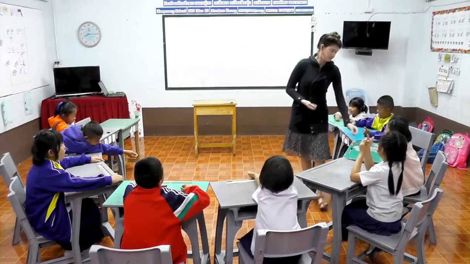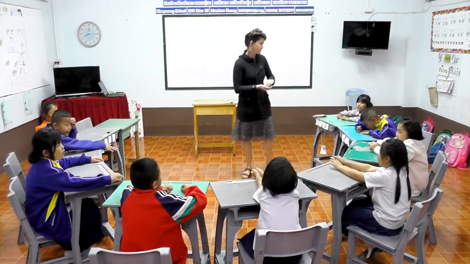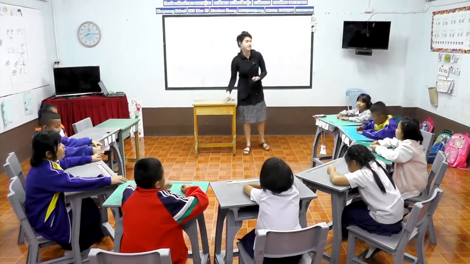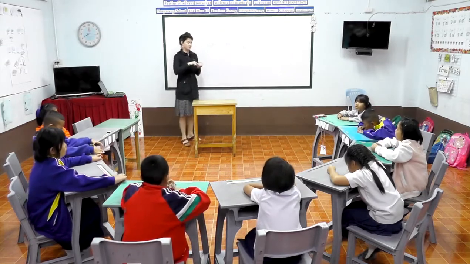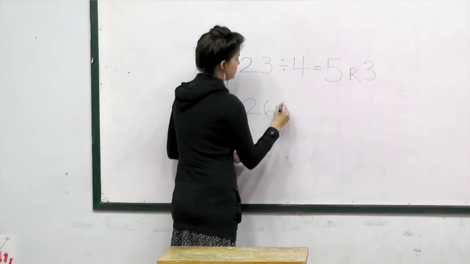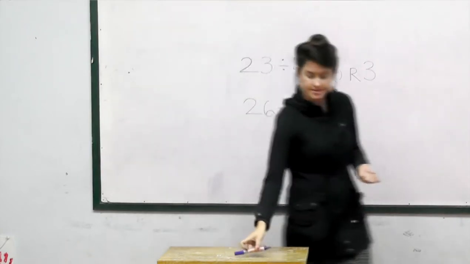1, 2, 3. How many friends am I sharing with? 3. So how many eggs did we start with? 26. And we're sharing with 3 friends. So let's see what our answer is.